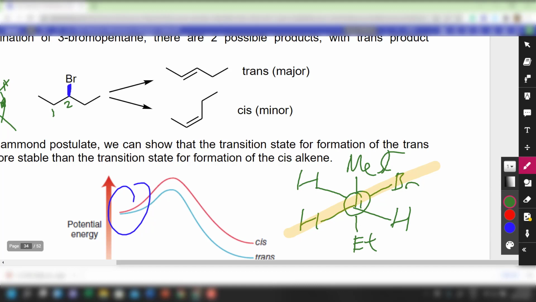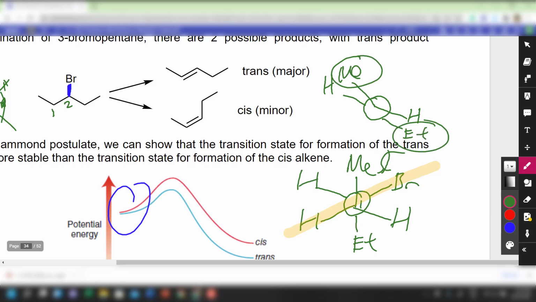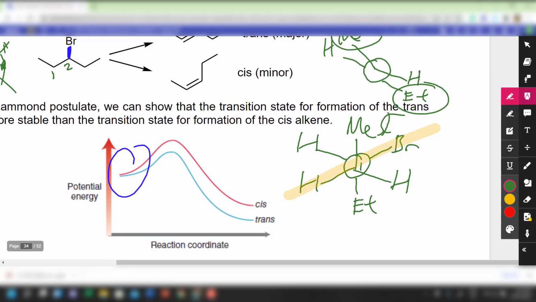Yeah, so upon elimination, I'm going to end up with a product that is like this: the Me, and then in this case the H, and then the H here, and then the Et. So you realize that the methyl group and the Et are trans to each other, trans meaning they are on opposite sides of each other. So that is fine. And you can easily tell from this particular conformation, because the Me and H are opposite each other. So in this case, it's okay.